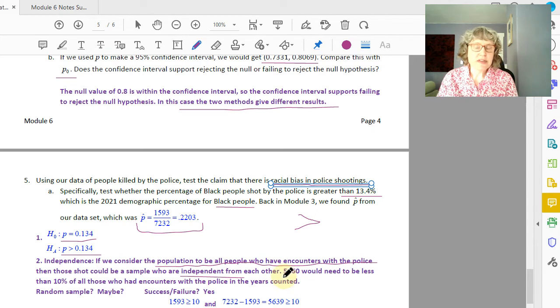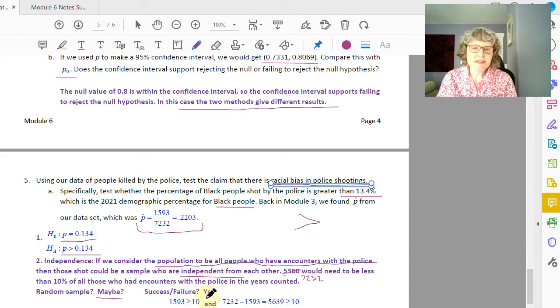What we would need for the 10% condition is the 5,300, oh wait, not the right number. This is a number from the previous data set. The 77,232, I'll fix that. The 77,232 would need to be less than 10% of all those who had encounters with the police during those years. I think that would be fair to say. So is it a random sample? I don't know. That's questionable.